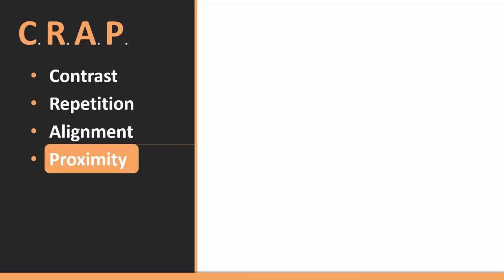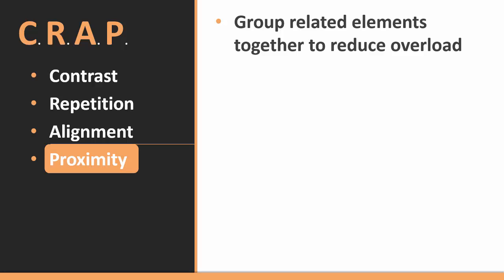Let's move on to proximity. Here's what the principle says: group related items together to reduce overload, cognitive overload, that is. Well, this is pretty intuitive. I think this is probably one of the easiest principles to understand. But let's take a look at some of the examples.